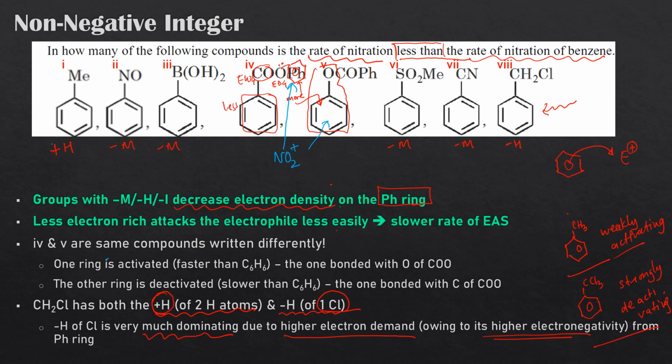So these 5 compounds which we have seen, compound number 2, compound number 3, compound number 6, compound number 7, and compound number 8, these 5 compounds given to us are going to be slower in comparison to the nitration of the benzene ring. So our answer to this question is going to be 5. That's all in this question.